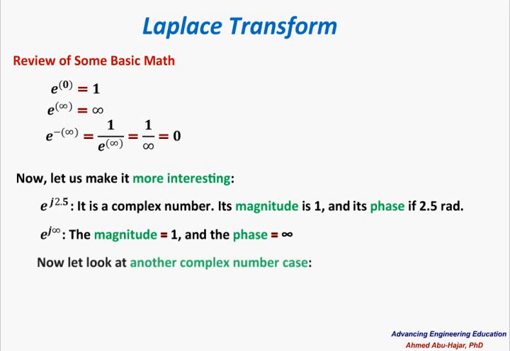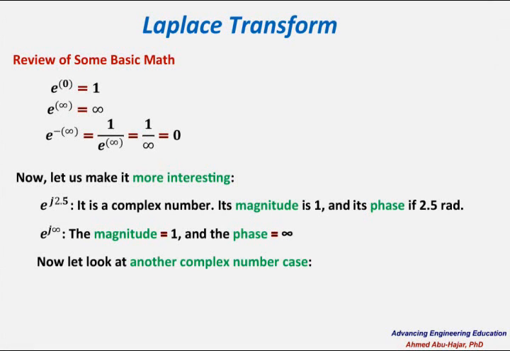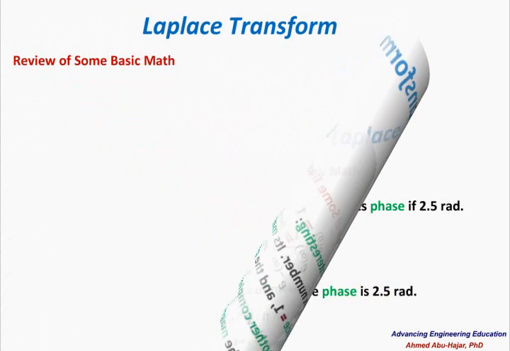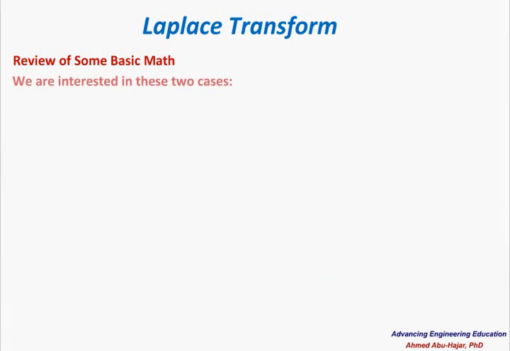Now let us look at another complex number. Let's say that we have e to the 5 plus j 2.5. Now we can break the exponent into two terms, so this will be e to the 5 times e to the j 2.5. Now this is a complex number. Its magnitude is e to the 5 and its phase is 2.5 radians. The next two interesting cases will be used in defining the Laplace transform.